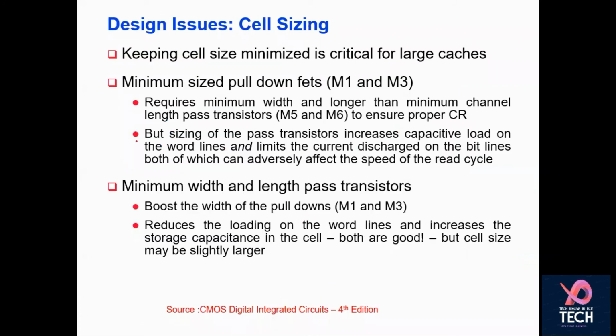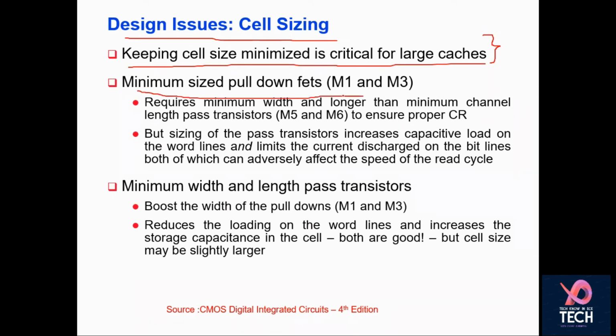There are certain issues as far as the SRAM cell is concerned: keeping cell size minimized is critical for large caches. Cache memory is very important as far as your handheld devices are concerned. So cell size should be minimum. Then minimum sized pull down, because M1 and M3 are basically used to pull down the charge to 0. So they require minimum width longer than the minimum channel transistor to ensure proper ratio.